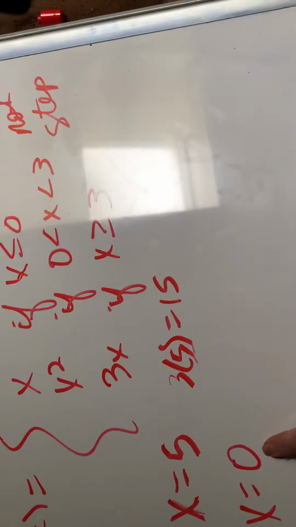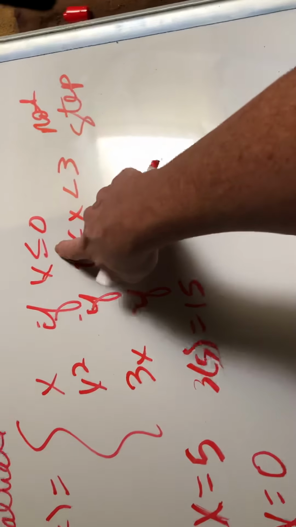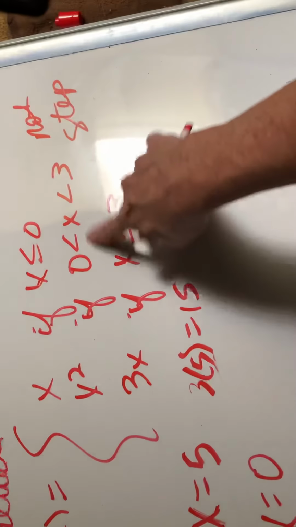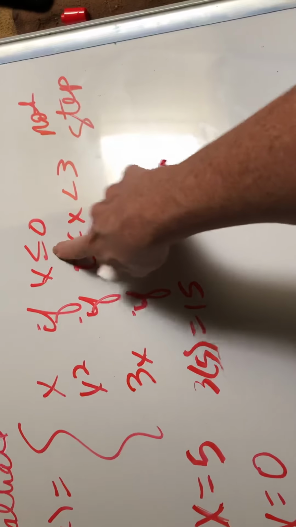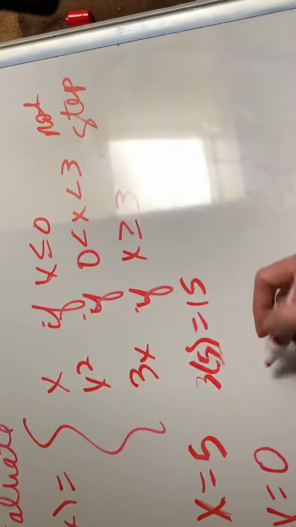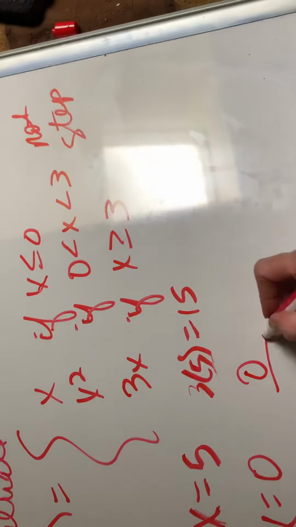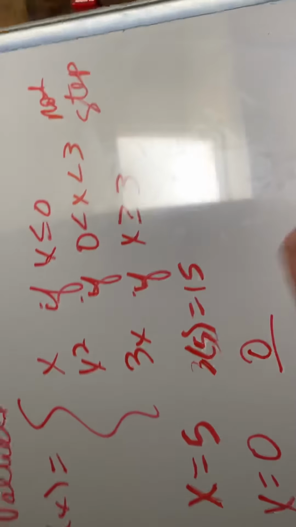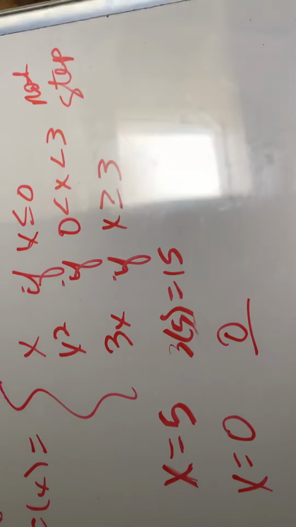If x equals 0, well, I'm here. I'm not here because this doesn't equal 0. This one equals 0. This is less than or equal to 0. So if x equals 0, I'm right here, which means my answer is just x. Because that's what it is. It's just x. You just plug x in and you stop.